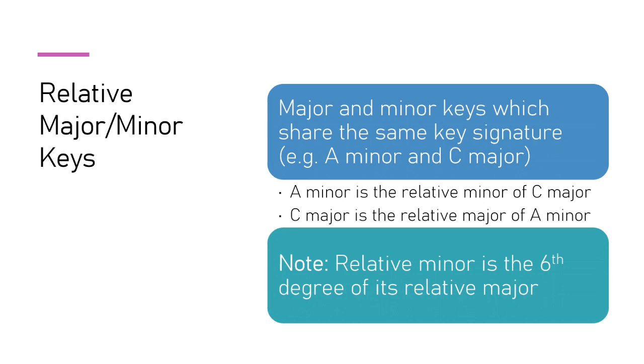So for any major scale, write out the scale. The 6th degree of that major scale starts a new minor scale that is the relative minor of that major scale. And this is very important because, like I said, it will come in handy when we start looking at our minor scales.